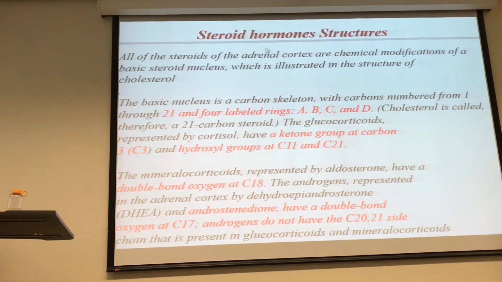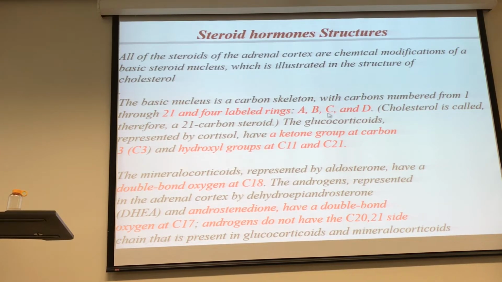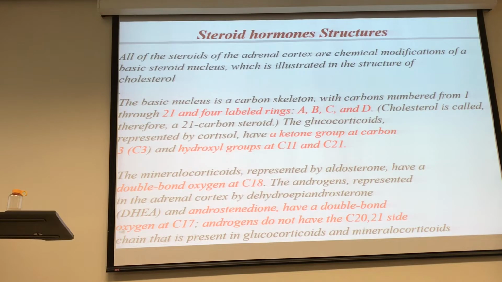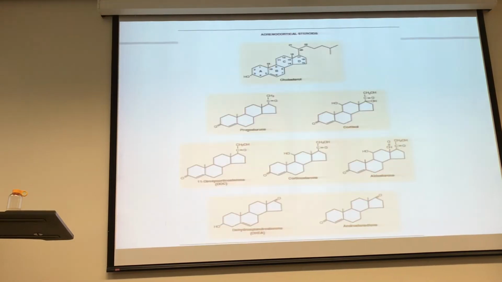So all steroids of the adrenal cortex are chemical modifications of the basic steroid nucleus, which is illustrated in the structure of cholesterol. The basic nucleus has a skeleton with carbons number 1 through 21 and 4 labeled rings, which are A, B, C, and D. The glucocorticoids, which are represented by cortisol, have a ketone group at carbon 3 and hydroxyl groups at carbon 11 and 21. So if you see here, let me show you.